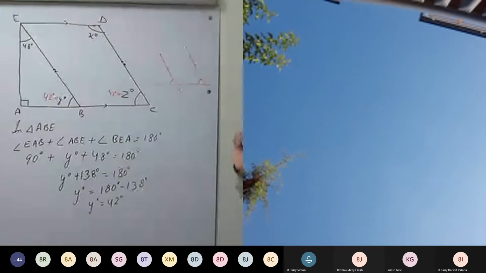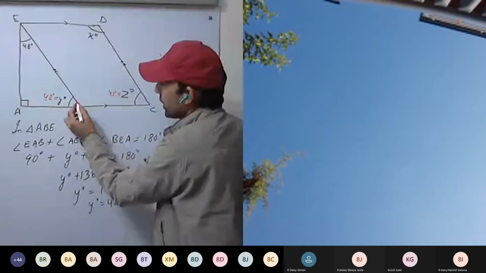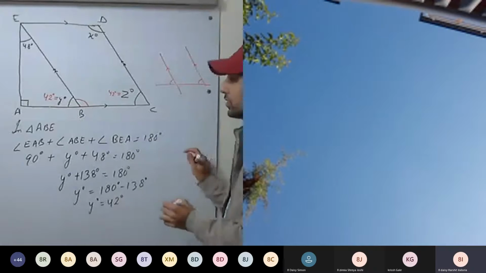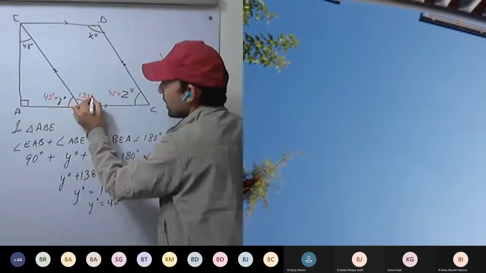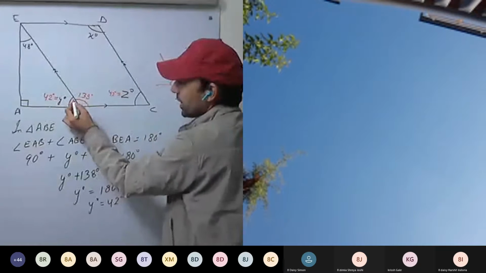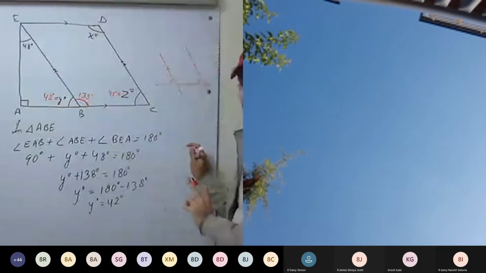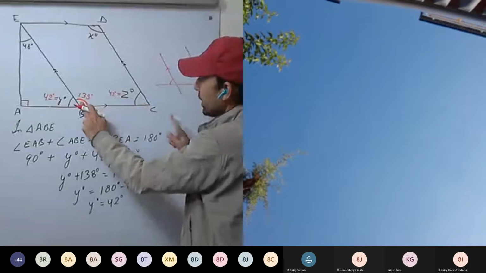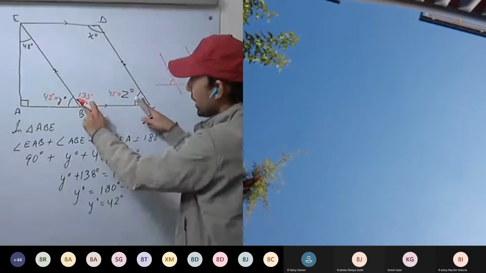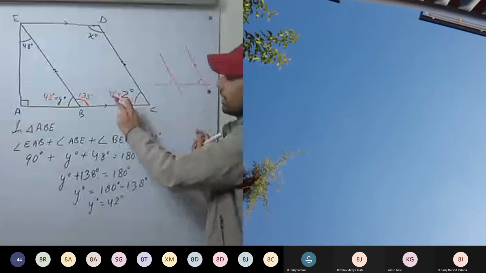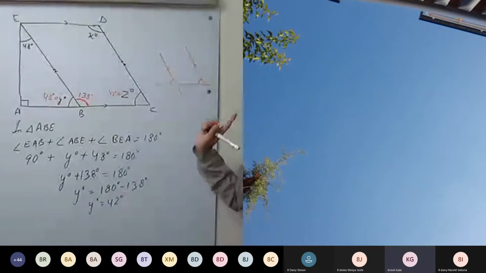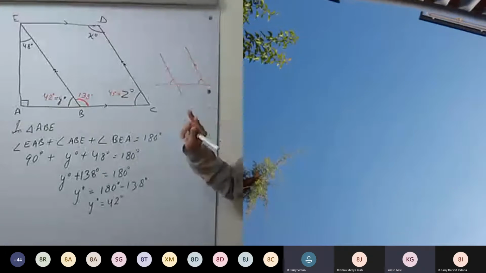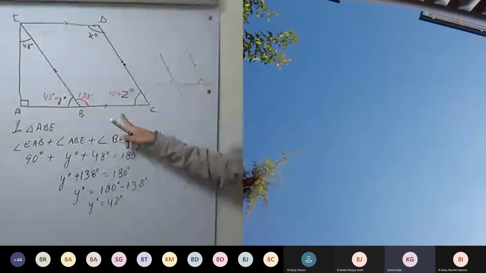Second way, how to calculate. This is 42 degree. This angle will be how much? 138 degree, because angle on a line is 180 degree. So this will be 138 degree. Now you can calculate, adjacent angles are supplementary. So 138 degree plus z degree equal to 180 degree and z equal to 42 degree. That is second way. Both methods are clear. You can follow anyone.